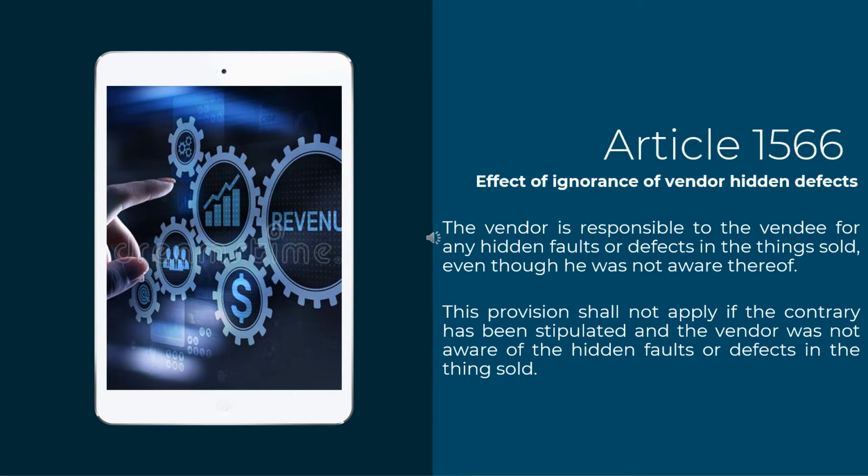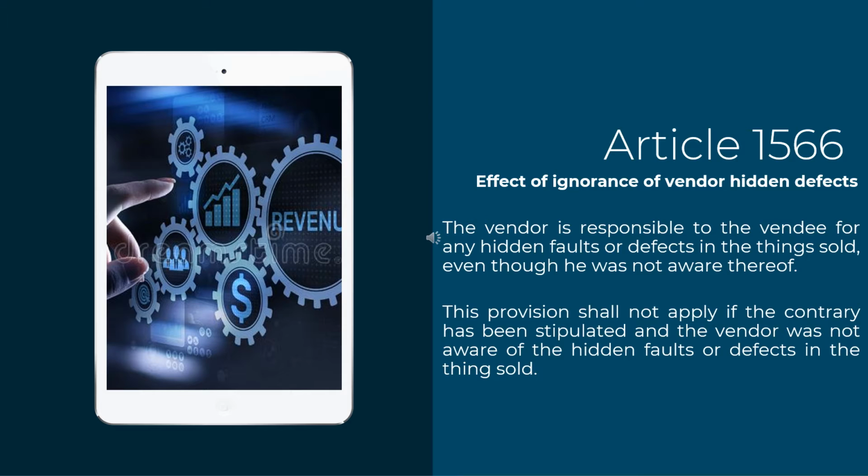Moving on to Article 1566, which talks about the effect of ignorance of vendor on hidden defects. In previous articles under this subsection, Article 1561 mentioned when the defect is important and when it is hidden, the requisites for warranty against hidden defects. Now, this Article 1566 is the effect of the ignorance of the vendor on the hidden defects.